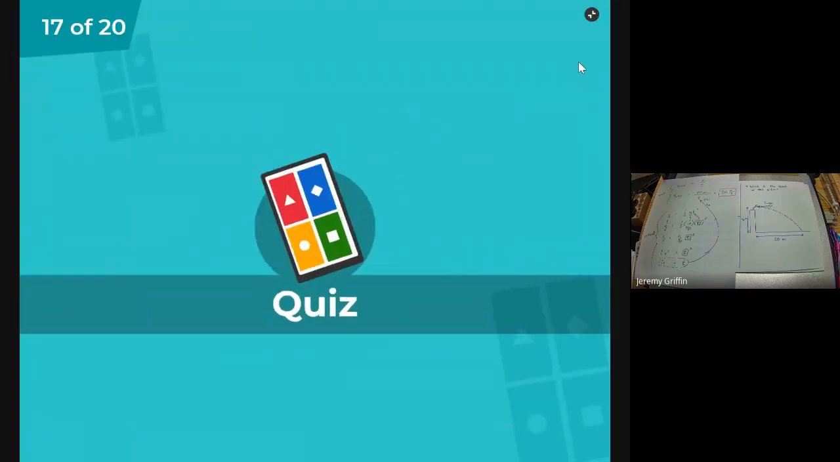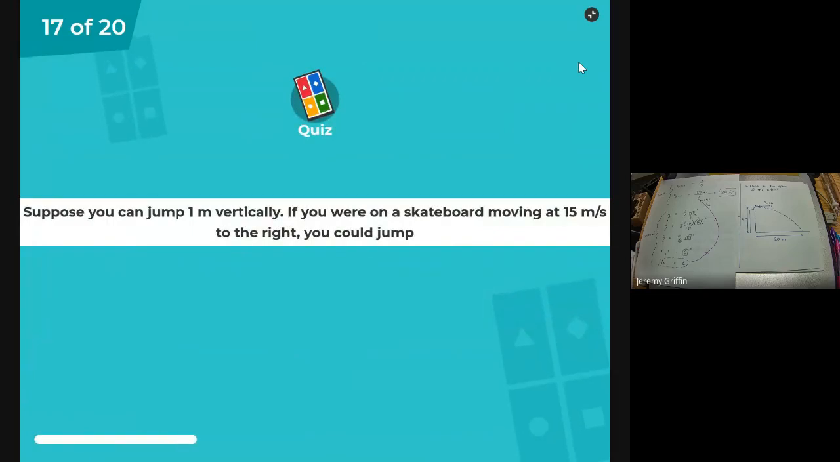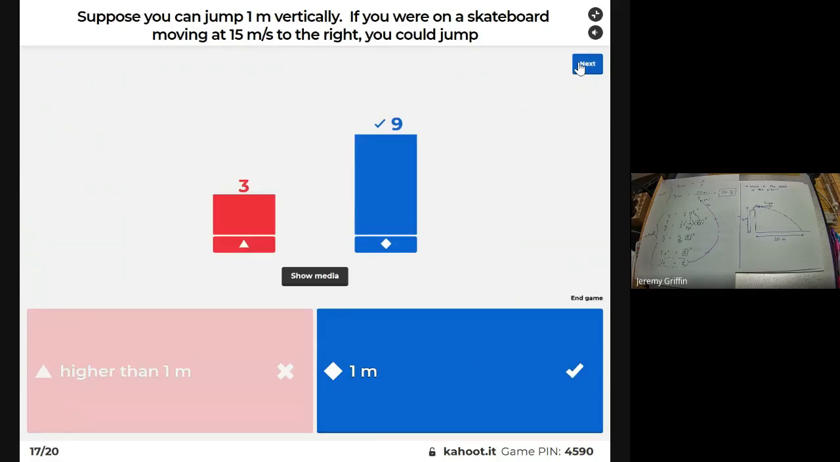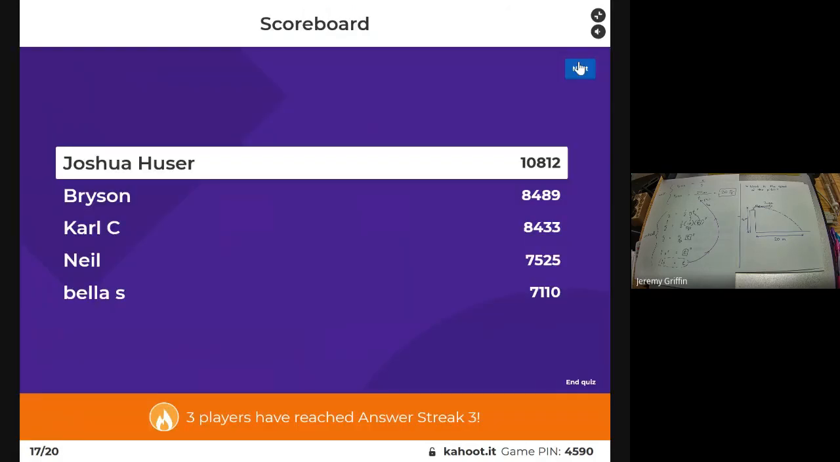Suppose you can jump 1 meter vertically. That's a pretty good jump. If you were on a skateboard that's moving to the side at 15 meters per second, now how high can you jump? Look at you guys, right? Because you know that vertical information and horizontal information, those motions are independent of each other. So it doesn't matter if you move to the right really fast, you can still jump the same height. There you go.